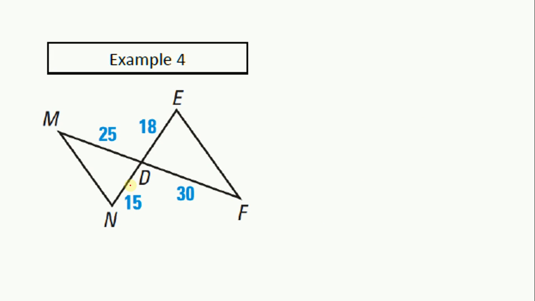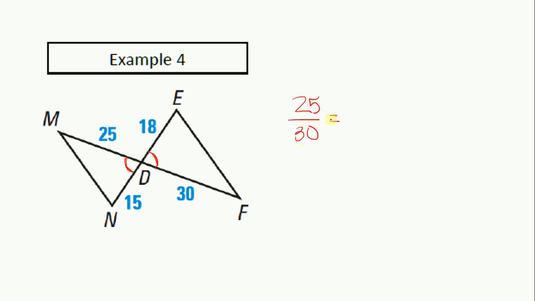Last example for SAS, and then we'll move into side, side, side. So, looks like I got a bow tie here. So one thing I do know is that these are congruent because of vertical angles. So I do have angles congruent. Now I just need to think about the triangles here. Well, 25 and 15. So 25 is the larger side. So I'm guessing 25 goes to 30. And if you can imagine it spinning to interlock, 25 and 30 look like they match.